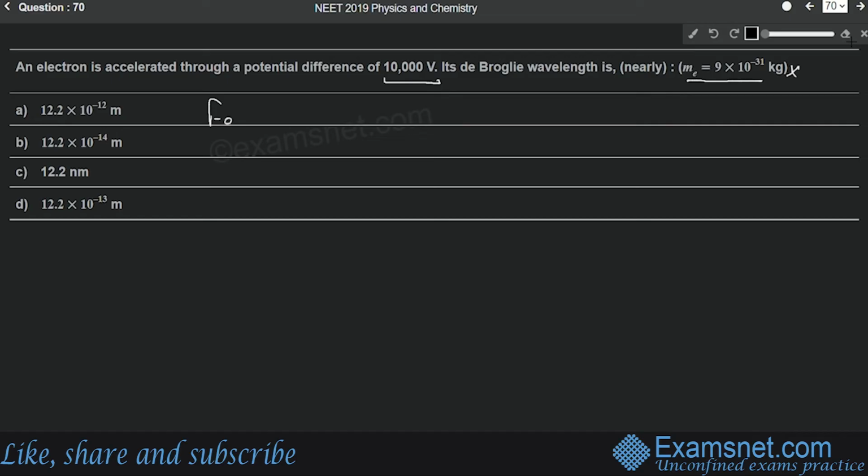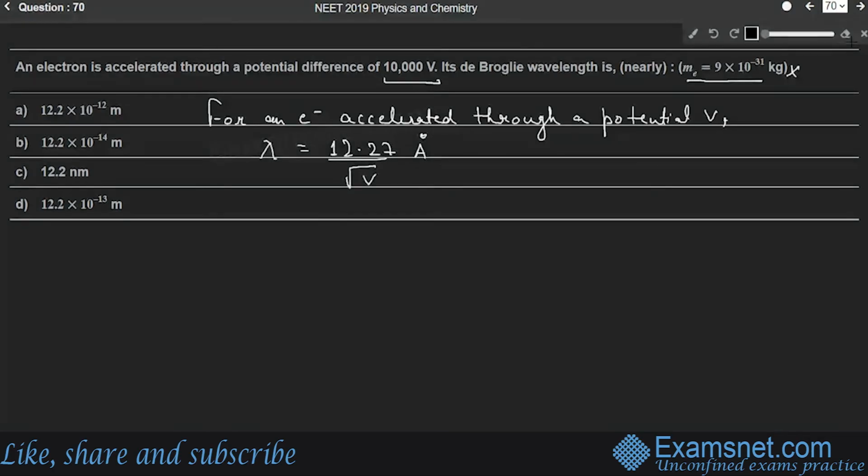Okay, we know that for an electron accelerated through a potential V, what is the formula for de Broglie wavelength? It is equal to 12.27 by root V angstrom. Okay, root V is the root of potential difference.